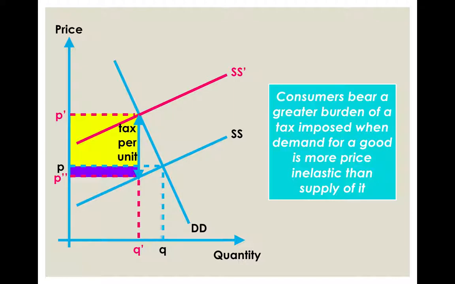Now, the intuition behind this is actually quite simple. Why is it that consumers bear a greater burden of the tax imposed when the demand is more price inelastic than supply? Because when demand is more price inelastic than supply, consumers, as compared to producers, are not as responsive to price changes as producers are. Therefore, when the tax is imposed, producers are able to pass on more of this tax to consumers in the form of higher prices, since consumers are not as responsive to price changes anyway.